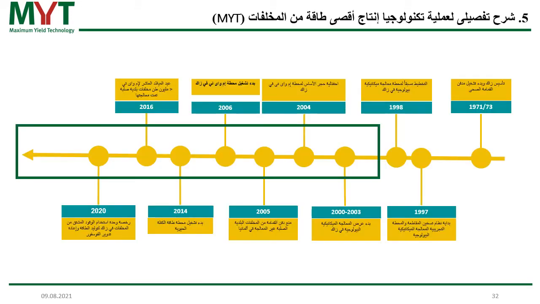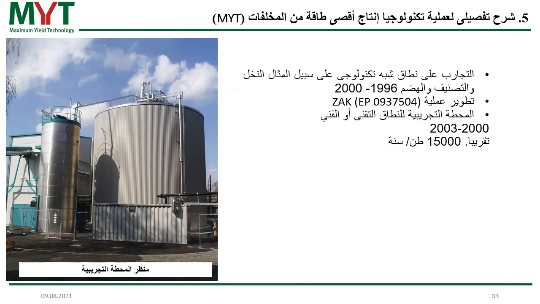Okay, so here, just to go back to the history, we start with the demonstration plant at ZAK, where the MYT process was first tried out, to see if it is really not a fancy idea, but a process which is reliable and which can process waste. So this is what we are looking at now. Here you see the demonstration plant which was erected at ZAK.